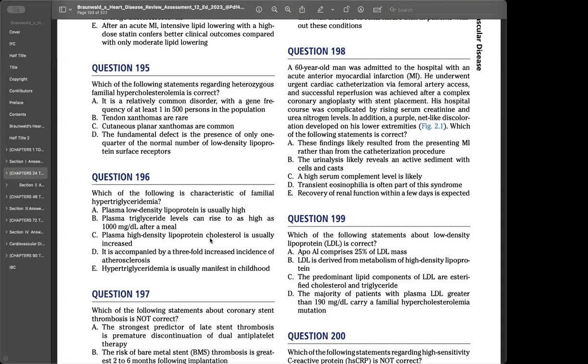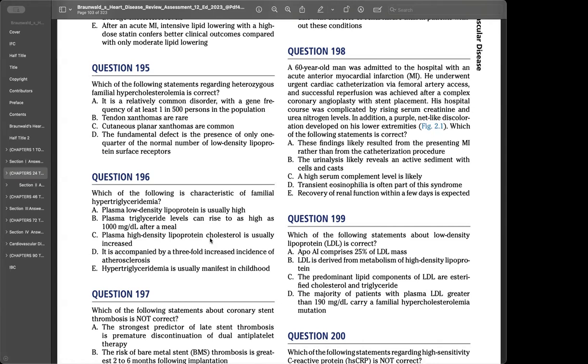Tendon xanthomas are not rare in heterozygous familial hypercholesterolemia. They are common and are seen in the Achilles tendon and also the other extensor tendons in the upper limb and lower limb.